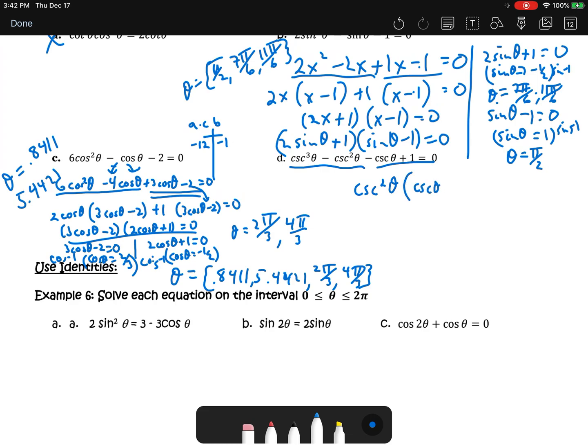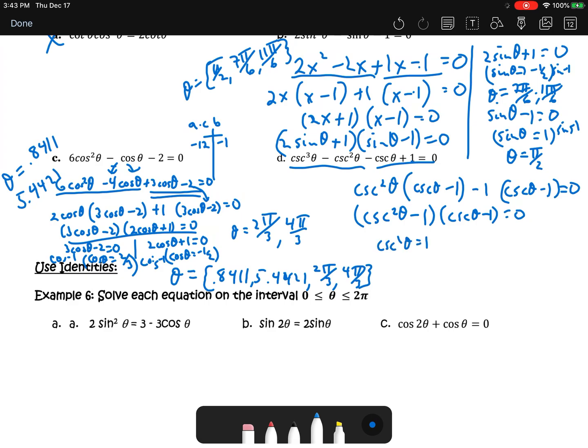Cosecant theta minus 1. So that's what we're going to be left with here. And then we're going to take 1 divided by negative 1 and get minus 1. That equals 0. So it's cosecant squared theta minus 1 times cosecant theta minus 1 equals 0. So we're going to split those up.